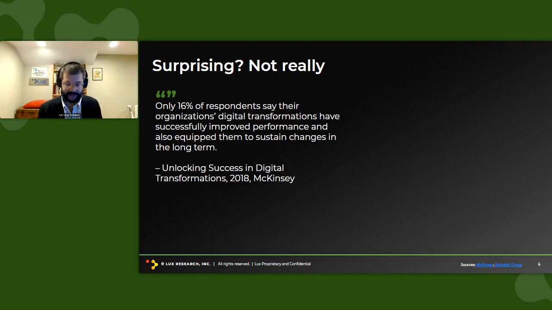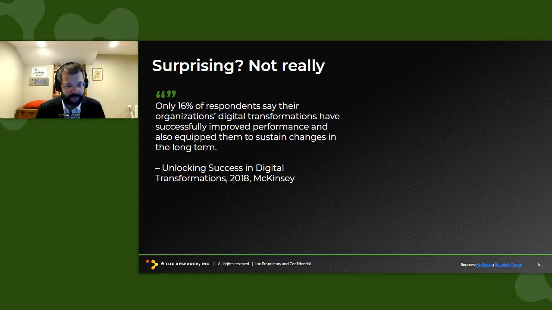when digital transformation was sort of the new hotness. We had reporting from groups like McKinsey that only 16% of companies felt that their digital transformation efforts were actually improving performance, were actually enabling them to sustain changes in how they operate.